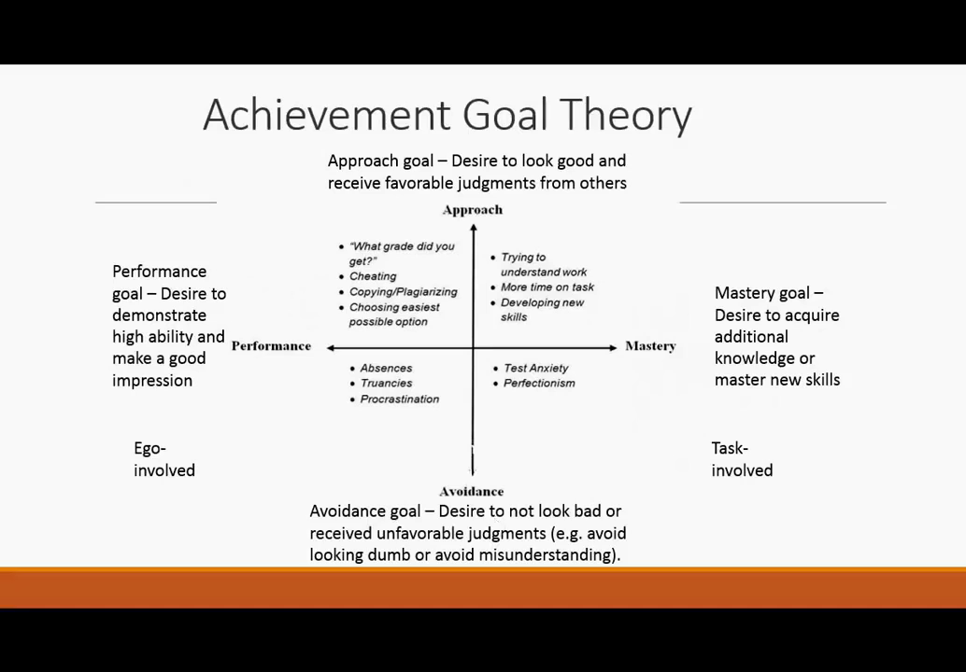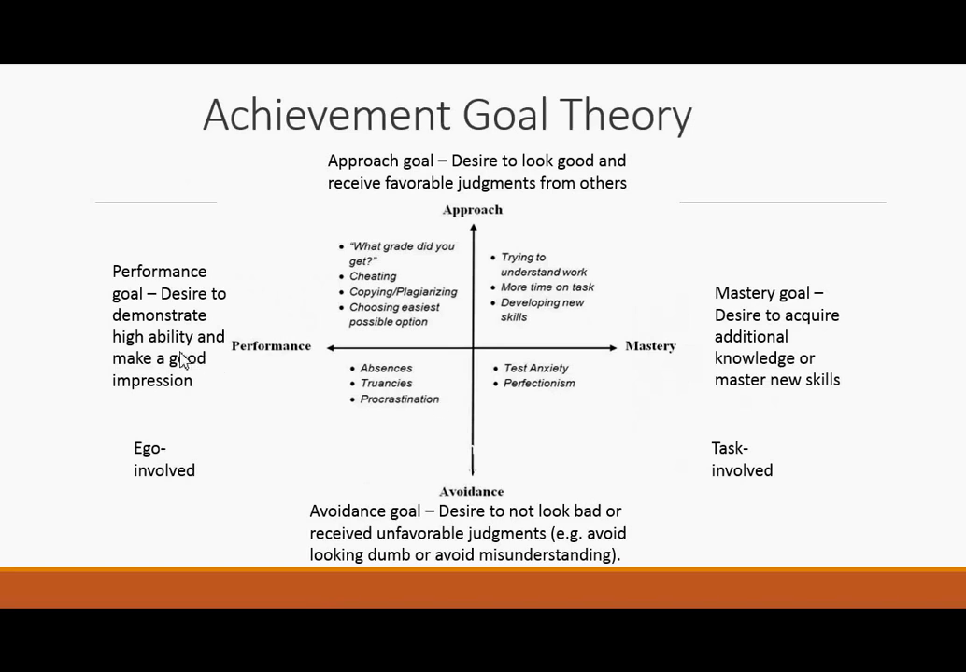All right, now this is a lot of information. This is achievement goal theory, and it deals with what we just talked about. We may approach goals or avoid goals. Approach goals: the desire to look good and receive favorable judgments from others. Approach. Avoidance goal: the desire to not look bad or receive unfavorable judgments, like avoiding looking dumb or avoiding misunderstanding. These could also be replaced, in this case they're not, by challenge or threat.